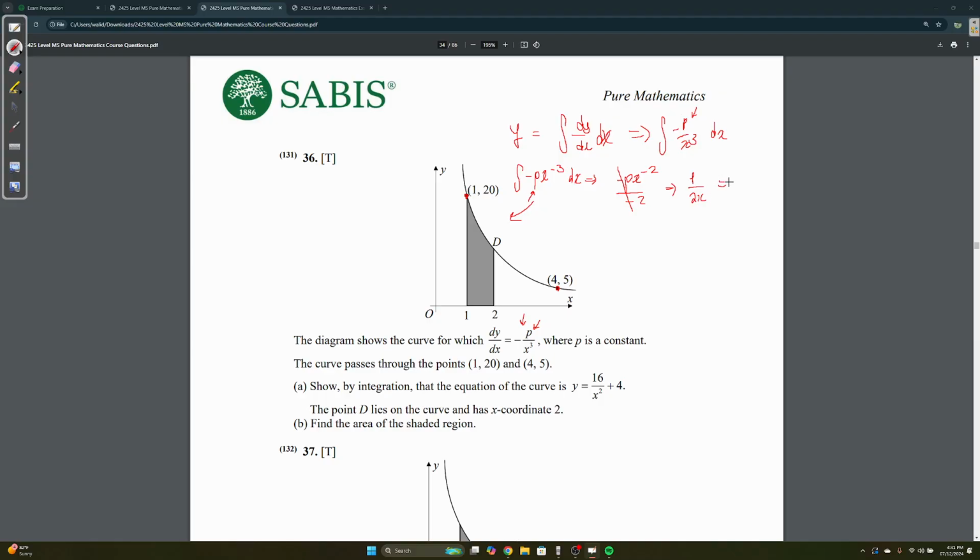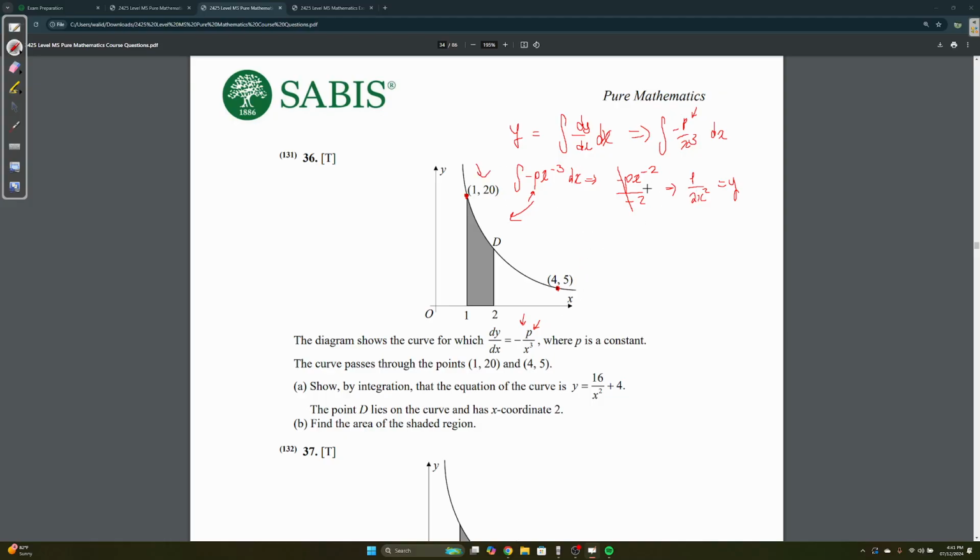So this is my equation for y. We need to show that it's equal to 2x squared, because the minus 2 becomes squared, goes down, becomes positive. Okay, so you need to now show that it's equal to this, 16 over x squared plus 4.